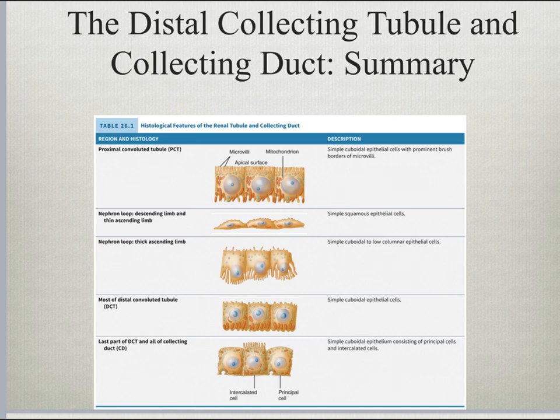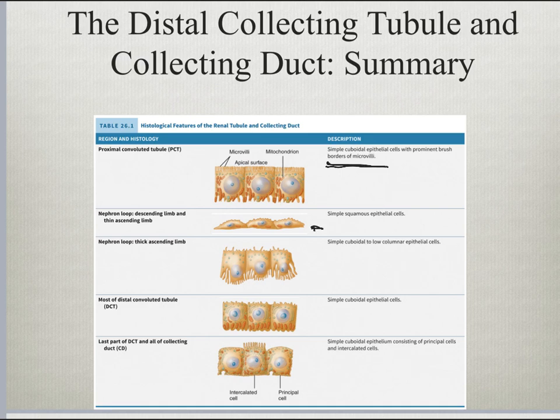Table 26.1 discusses the distal collecting tubule and collecting ducts, looking at the cell types, description, and region and histology. At the proximal convoluted tubule, we see an apical surface, we see mitochondria, we see microvilli. So when we outline it, we say it's simple cuboidal epithelium with a prominent brush border of microvilli. We think back to our modifications. What are microvilli for? Absorption. So this is one of our modifications to help us absorb in the proximal convoluted tubule.